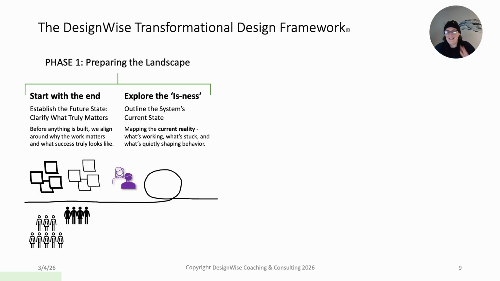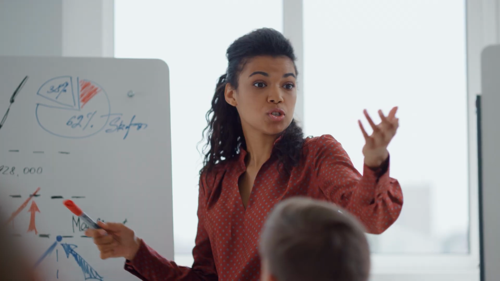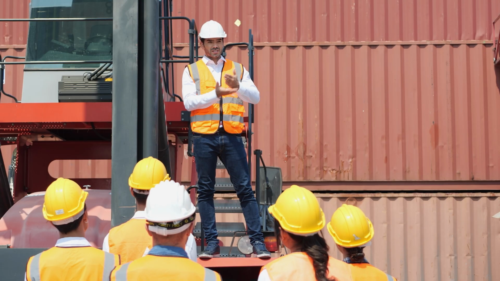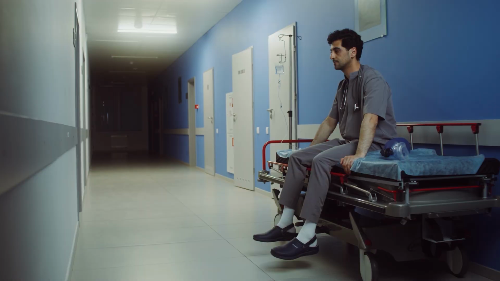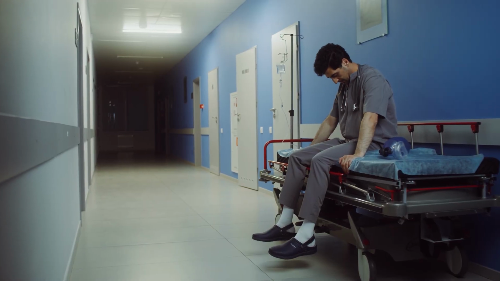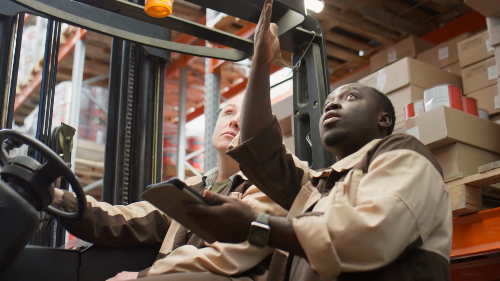Now we're going to look at the isness. What is the current state? What structures do you already have? What are your leadership competencies? Maybe you have key performance indicators. Whatever the isness is, you start gathering all of that up.